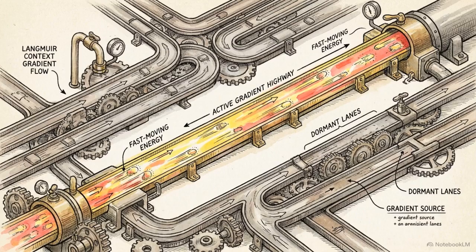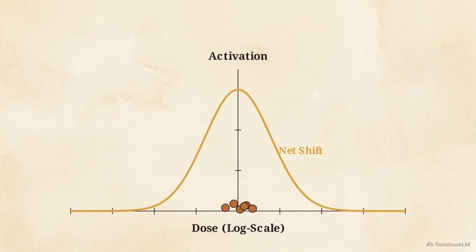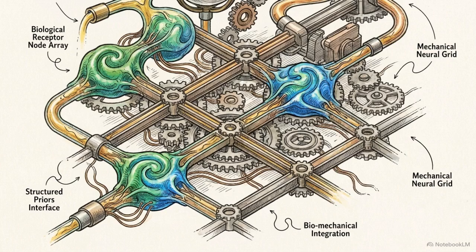From there, we deploy a gradient highway. During the first few epochs of training, we inject the Langmuir context gradient directly into the loss function. This forces the weights into the correct operational neighborhood on the curve. Once the network is oriented, we decay that auxiliary gradient to 0. Successfully instantiating this architecture requires replacing random initialization with structured biological priors.